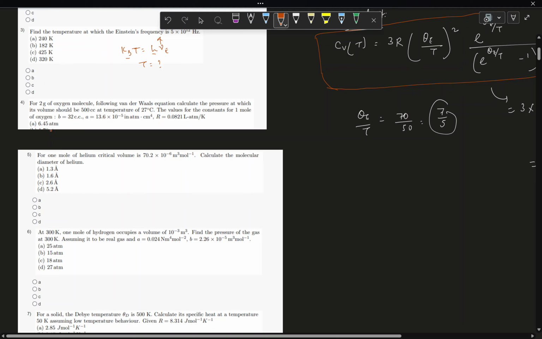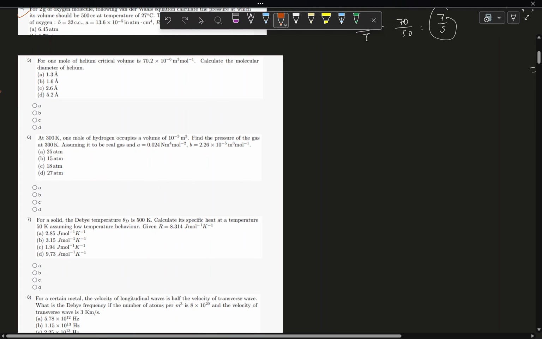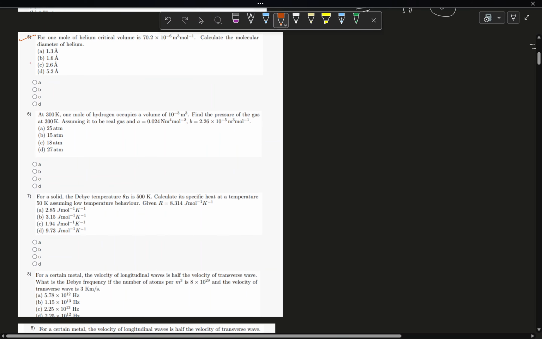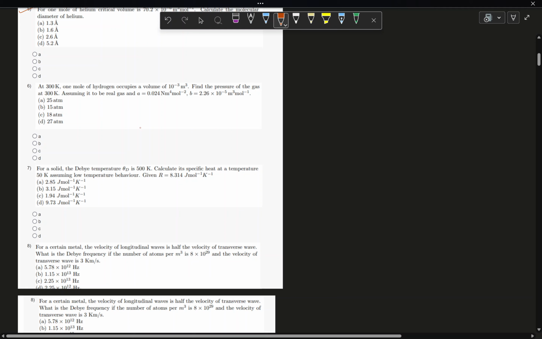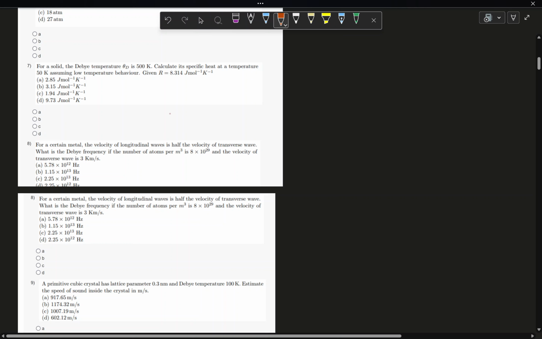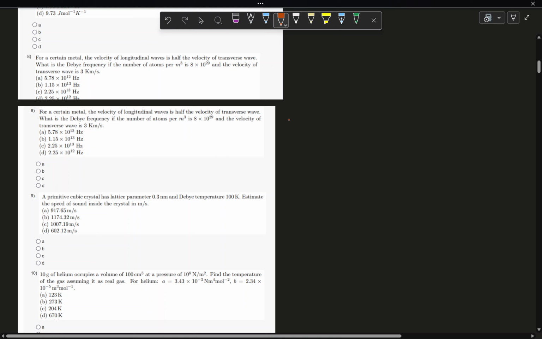Then this question is already common, we have already done this, so I'll skip that. Then question number 5 for helium, the critical volume is given, and you calculate the molecular diameter of helium. This also we have done, so we'll skip that. Then question number 6, A and B values are given, pressure. This is also done. For a solid, the Debye temperature is 500 Kelvin and the specific heat is given. This is also common to question number 1 in the earlier assignment. Done. Then question number 8.